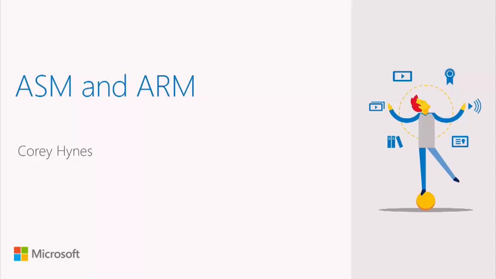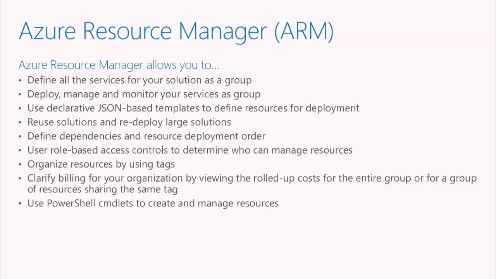This module will take a look, in depth, at the two deployment models that are available in Azure, but mainly we're going to focus on the newer Azure Resource Manager, or ARM, deployment model. So what is Azure Resource Manager? Azure Resource Manager is a deployment methodology that allows you to define what it is you want for infrastructure. So you may have heard the term infrastructure as code or declarative infrastructure.